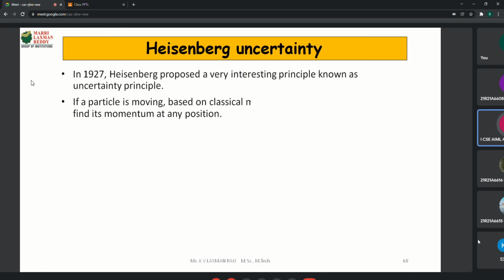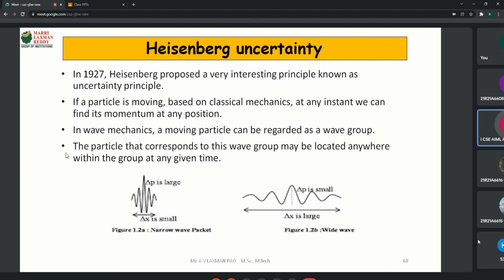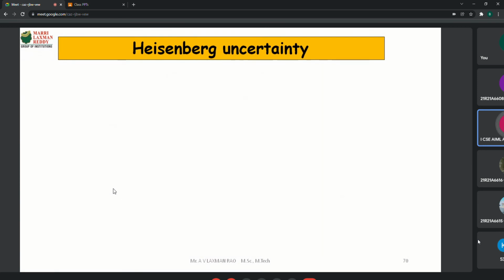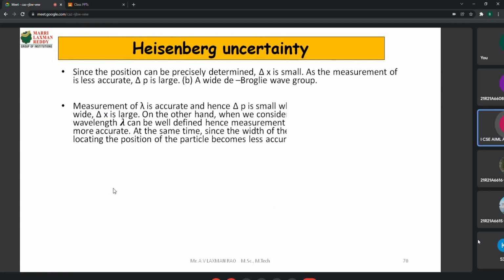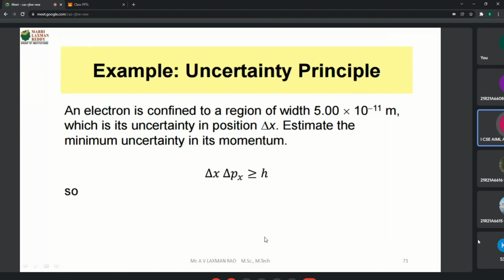Heisenberg uncertainty principle, just the definition only. It is very easy. What is the Heisenberg uncertainty principle? Position versus momentum: finding the uncertainty in momentum and the uncertainty in position of a moving particle both at a time is impossible. According to that, delta x and delta p product is greater than or equal to h by 4 pi. This is the Heisenberg uncertainty principle equation. Using this there are some problems that you can solve.